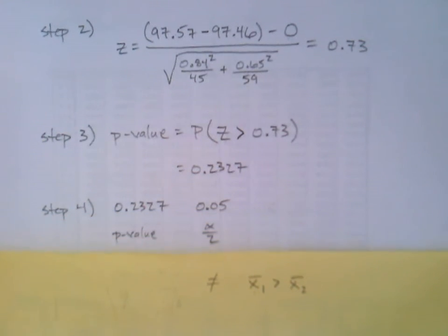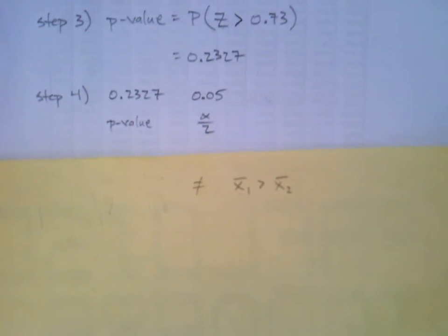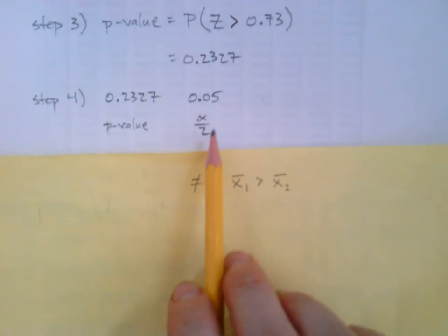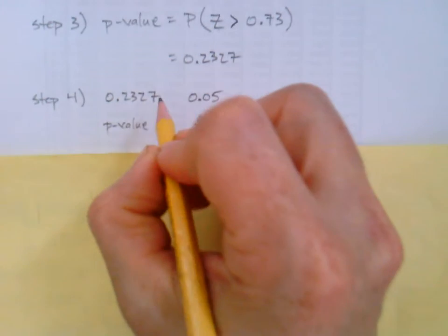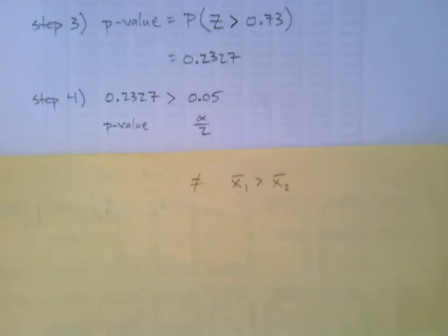Now we will compare the p-value to the significance level, but we got to be careful here, of course, because we divided that significance level in half because of the does not equal. Although I don't think that would change the answer. The p-value is the bigger one, easily.